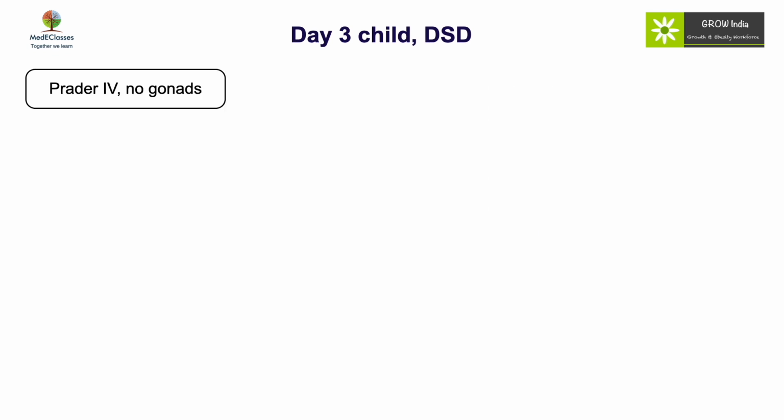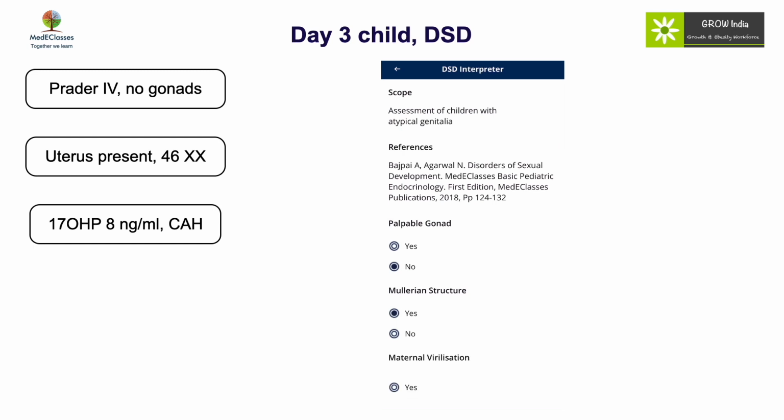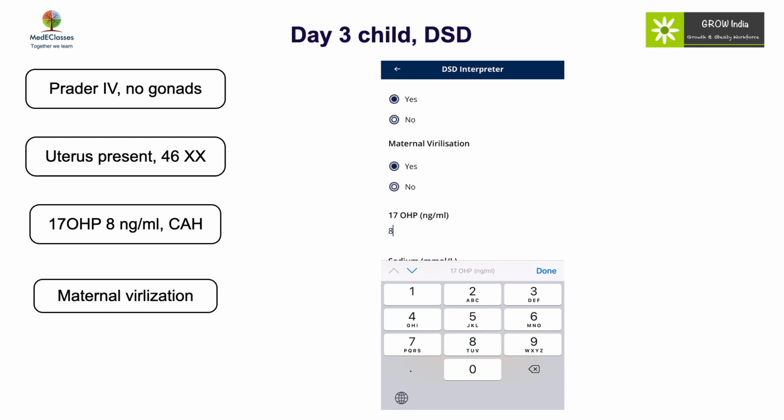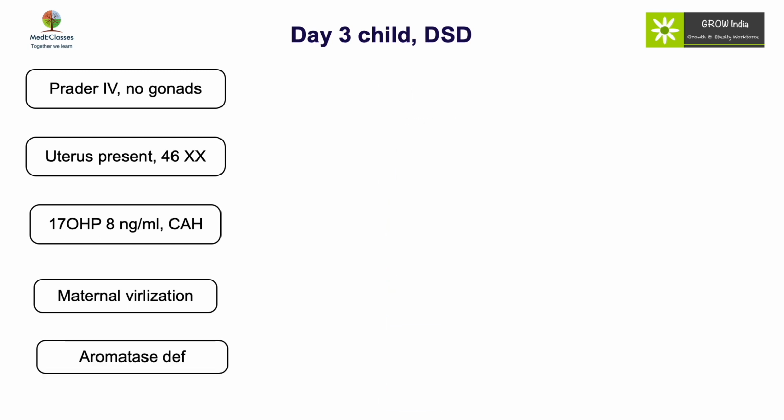Another similar child, day 3 child with DSD, again stage 4, no gonads, uterus present, 46XX, had a marginally high level of 17-OHP as far as the reference range which was written. So the treating physician labeled it as congenital adrenal hyperplasia. If we put this again in our interpreter with palpable gonads absent and Mullerian structures present, it will ask about maternal virilization, which was present in this case. Now this 17-OHP is not very high, sodium and potassium were normal, so this clearly is suggestive of aromatase deficiency, which was confirmed on genetic studies.